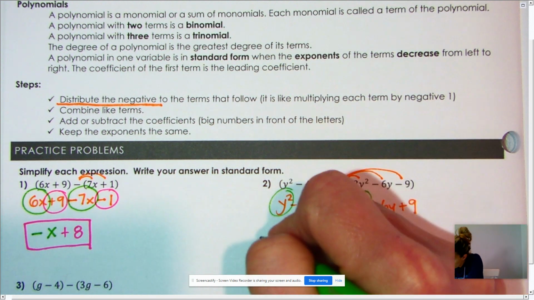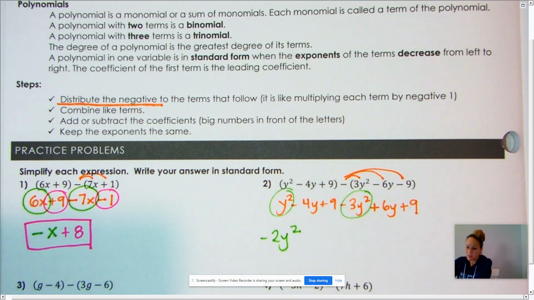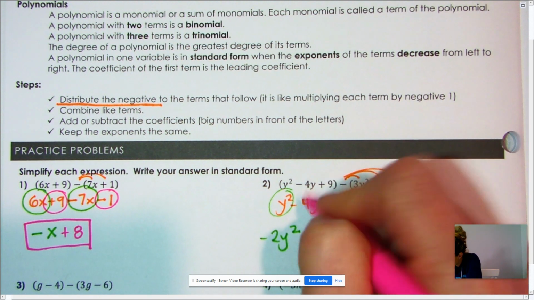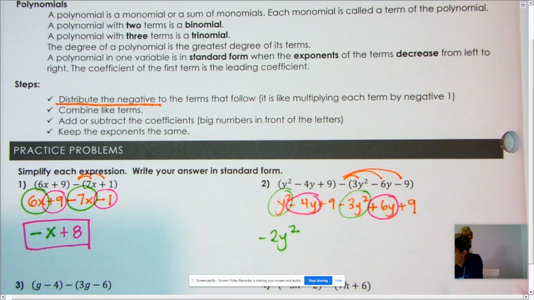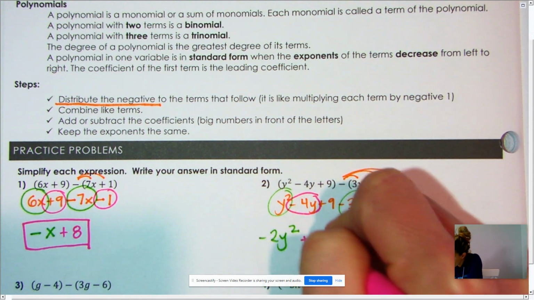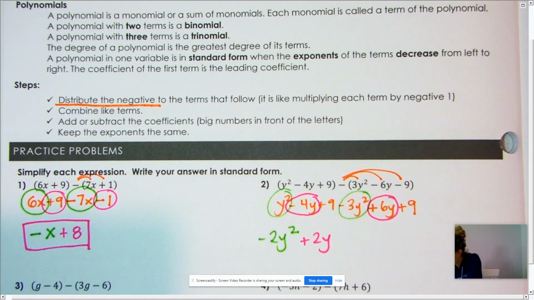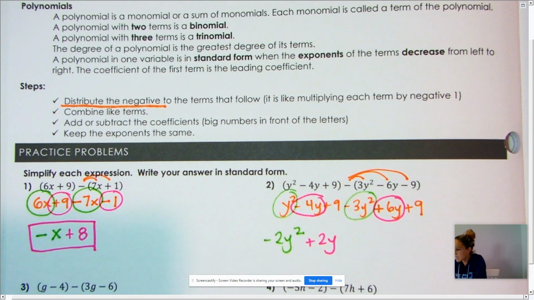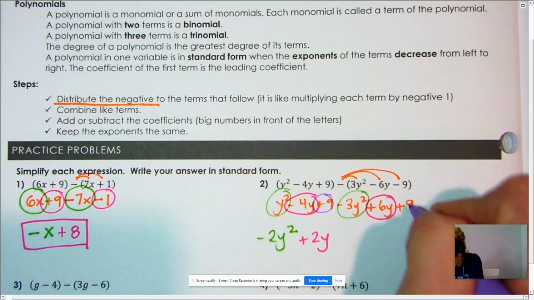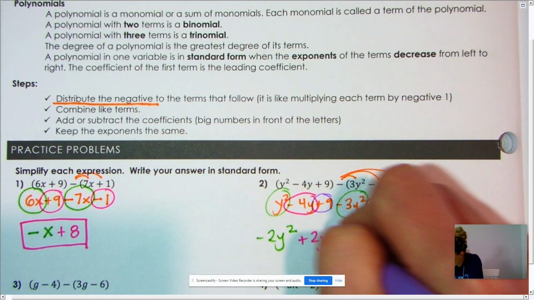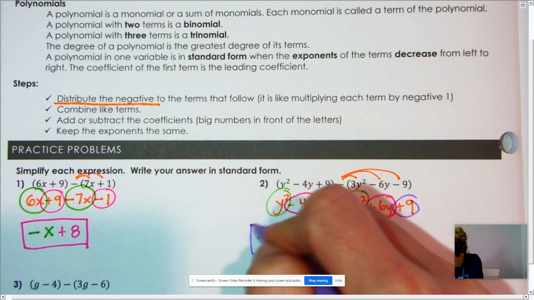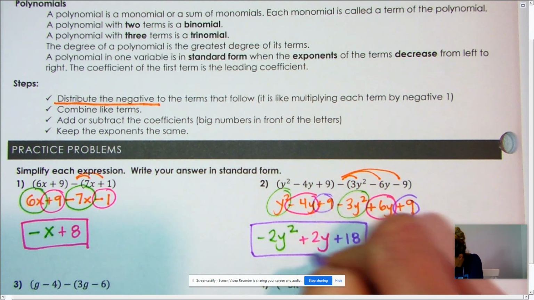So negative 2y squared. Then we're going to go to the next highest exponent, which would be the negative 4y and the positive 6y. So that leaves us with positive 2y. And then we've got positive 9 and positive 9. I know I kind of wrote on top of that. It's hard to see. But 9 and 9 is 18, so plus 18. And that is our final answer.